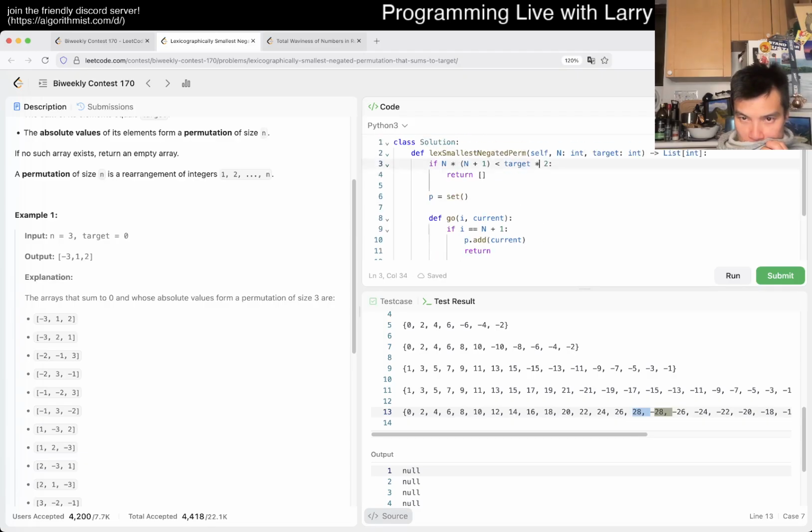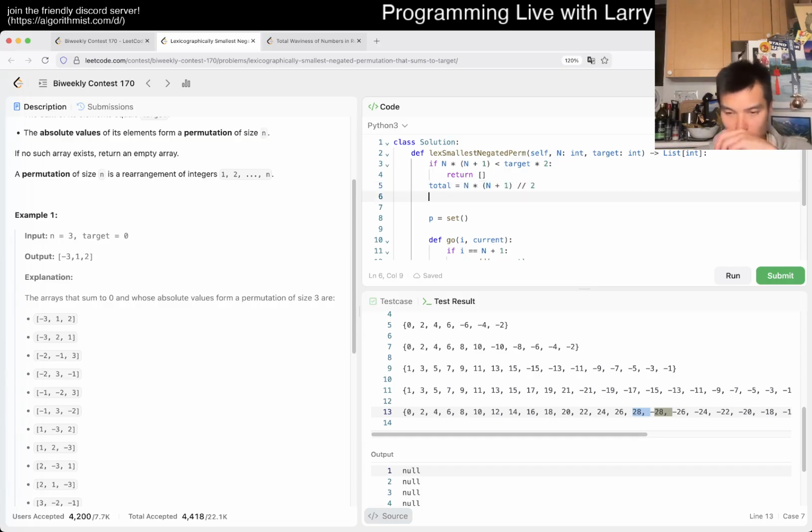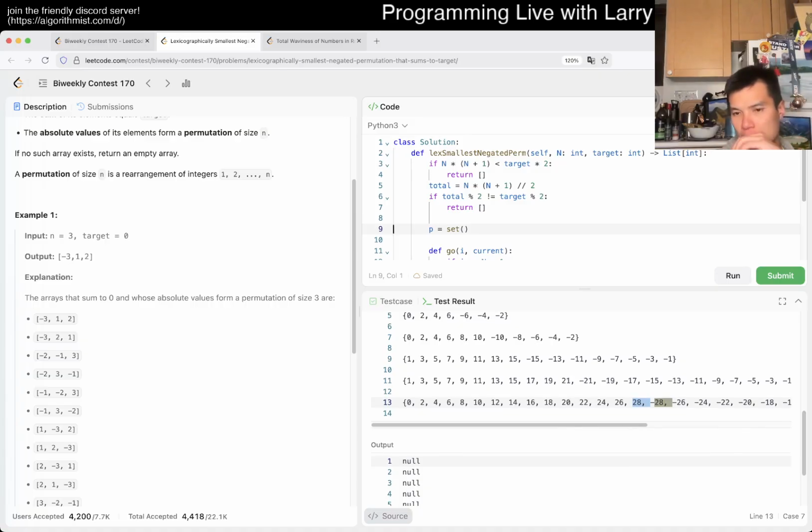So then this is actually even. I mean, this is definitely true. But then you have something like, okay, total is equal to n times. Right. And if total mod 2 is not equal to target mod 2, then we return as well, right? And then now everything else is possible, but then how do you get it, right? You get it all by having it all on one side.